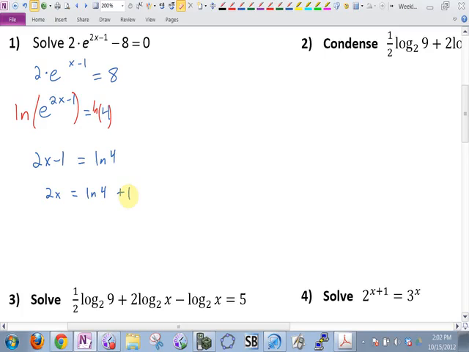And then what do we do to both sides? You're dividing the entire side by 2. So it looks like this, of which you can write that as natural log 4 over 2 plus 1/2. A lot of people just did natural log 4 over 2 minus 1 or plus 1. It's plus 1/2. And so if you type that in your calculator, you should get 1.193. Bam. Okay. Any questions on number 1?